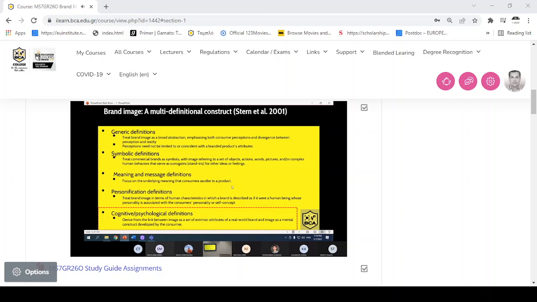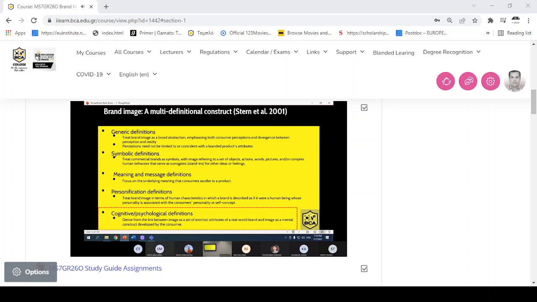A team of researchers, Barbara Stern et al., in 2001 produced a literature review of brand image related papers that had been written by that time in the marketing academic literature. It's quite an extensive review. The previous one took place 10 years earlier, in 1990, by Dogme et al. And Stern et al. identified 5 dimensions whereby the construct called brand image had been defined in the brand literature. The first cluster featured generic definitions. The second one is bold definitions. The third one, meaning and message definitions. The fourth one, personification definitions.